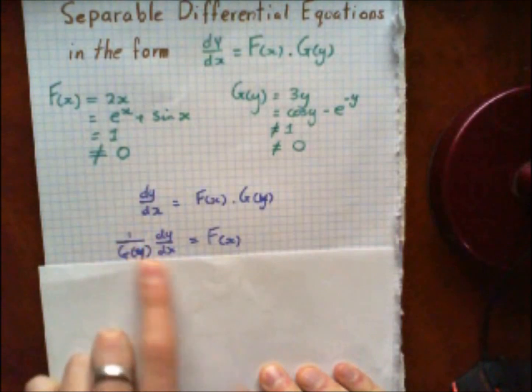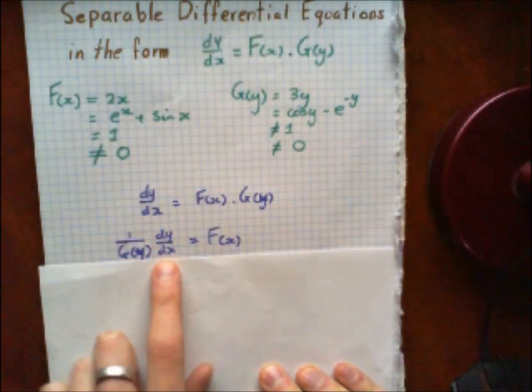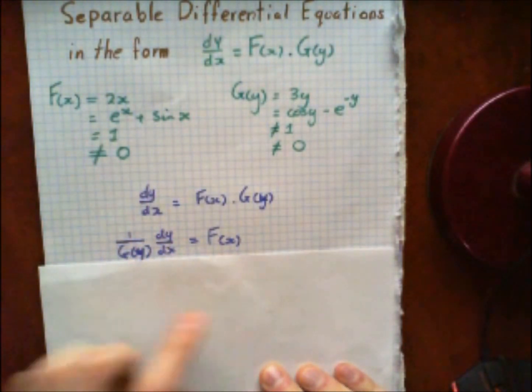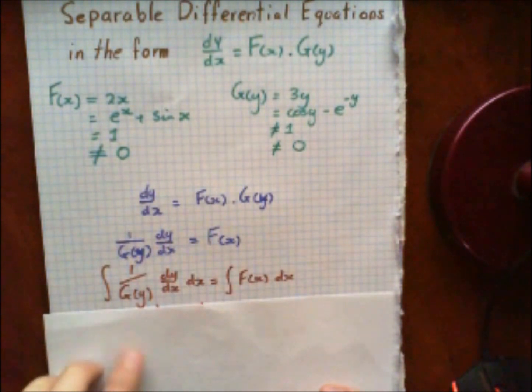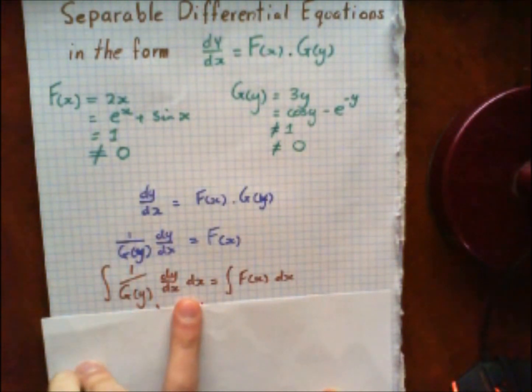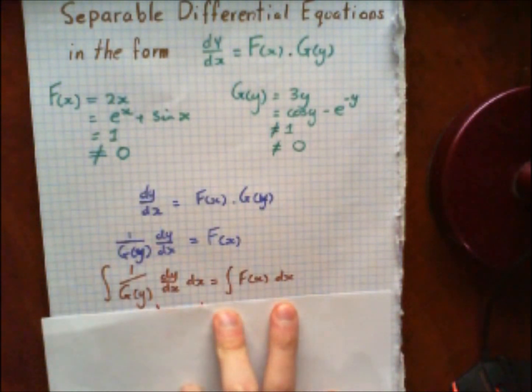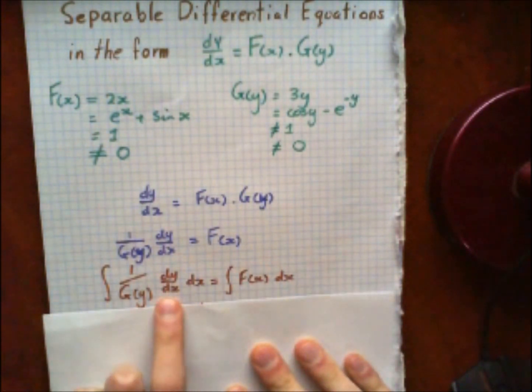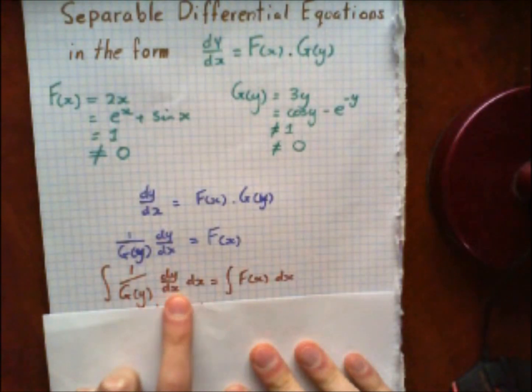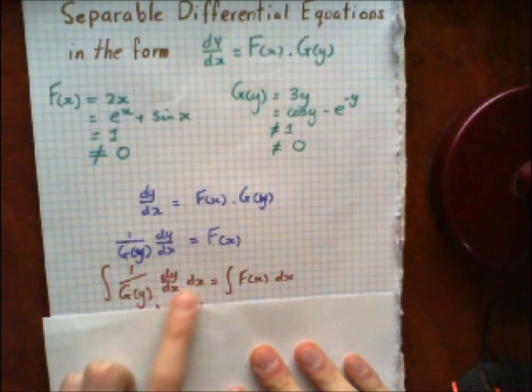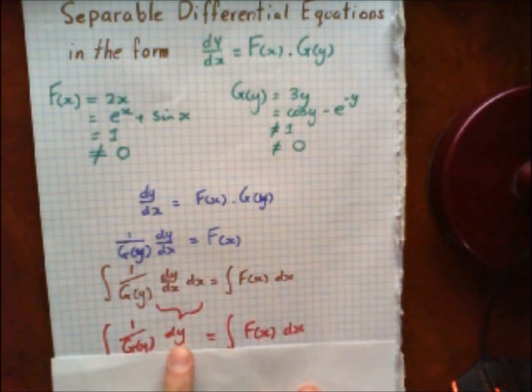So you have the y terms on one side with the dy by dx and the x terms on the other side. After that, you integrate both sides in terms of dx. So integrate the left hand side by dx and the right hand side. Now after this, something funky happens. These two symbols here end up cancelling out in a way and just becoming dy.